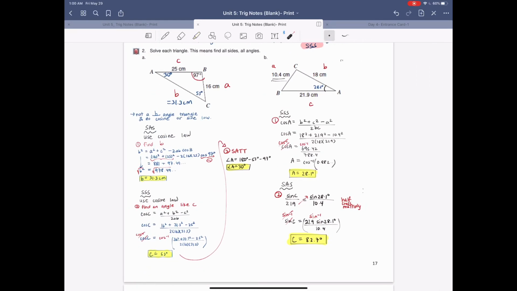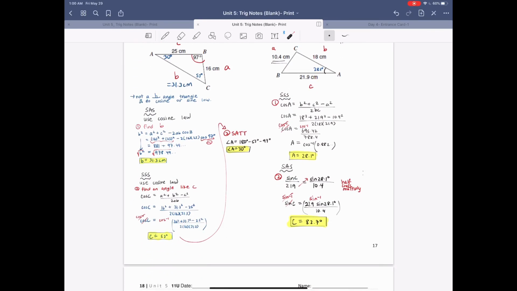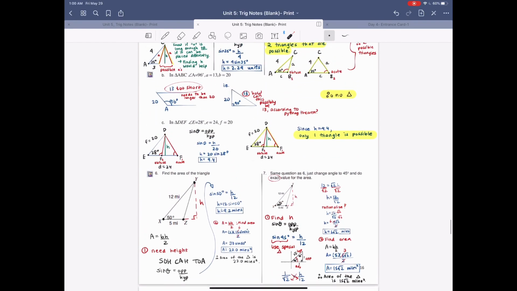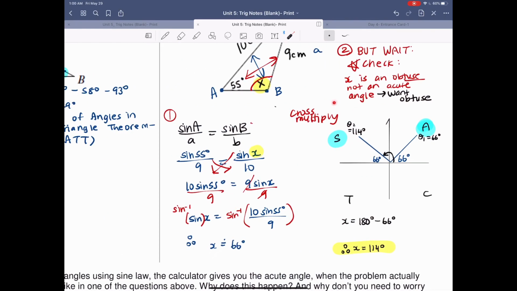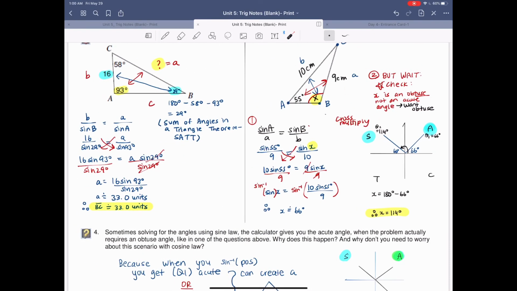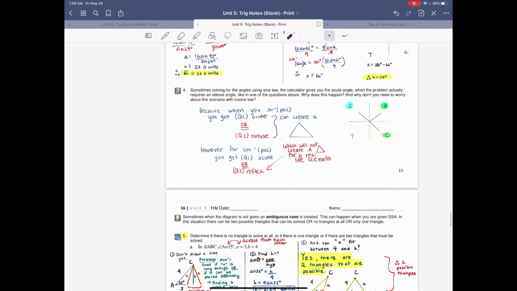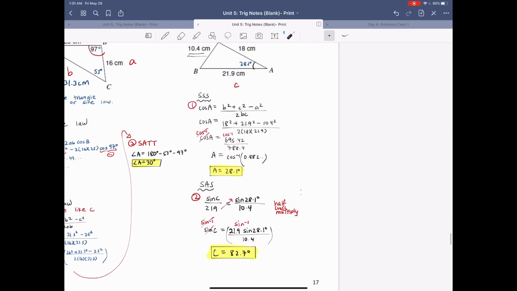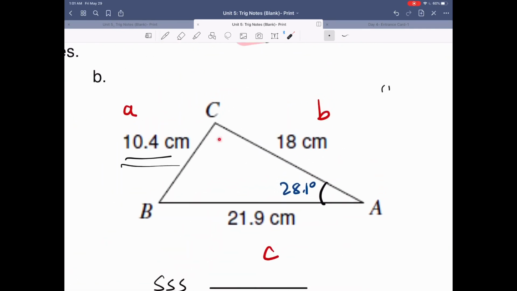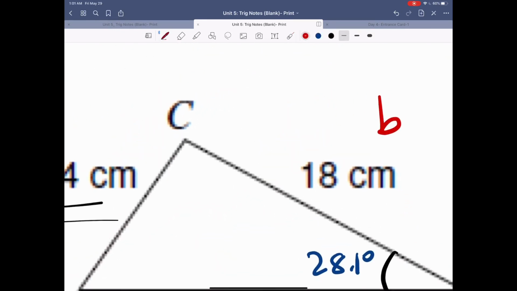But remember, we're dealing with sine law, and what do we remember about sine law? Well, we should remember back here that something special happened with the sine law. But wait, we have to do a check to make sure: is it the acute that we want or is it the obtuse that we want? Okay, so that's from the previous lesson, so take a look if you're unsure what I mean. So what I have to do is do a check. Angle C, I don't know if it's hard to tell for you, but if you zoom in, that is larger than 90 degrees. So that is an obtuse angle.